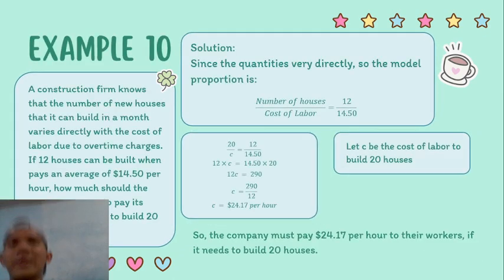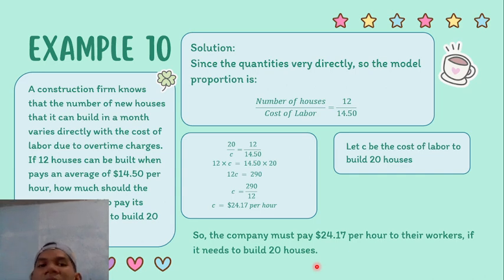Next is example 10. A construction firm announces that the number of new houses it can build in a month varies directly with the cost of labor due to overtime charges. If 12 houses can be built when it pays an average of $14.50 per hour, how much should the company expect to pay its workers if it needs to build 20 houses?